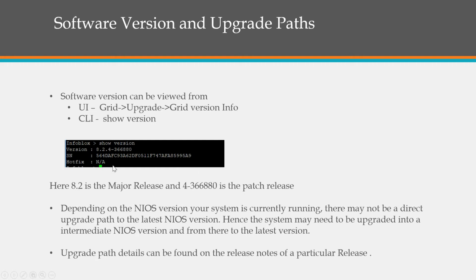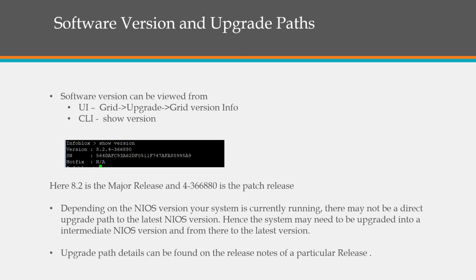So the version I'm running is 8.2.4-36680. Now I'll tell you how to read this version. The portion 8.2 is called the major release, and the portion 4-36680 is called the patch release.